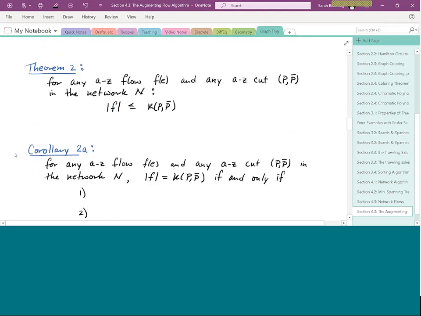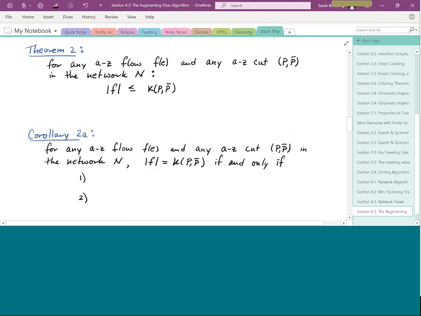All right, so going back to our corollary here, the corollary of Theorem 2, and the first part of it, which is the only part I'm going to write down. We've got the same upper bound from Theorem 2 that says the value of any flow is less than or equal to the capacity of any AZ cut. So if you've got any AZ flow in your network indicated by the F, and any AZ cut indicated by P comma P complement, the only time they're going to be equal is if you have the following two criteria.